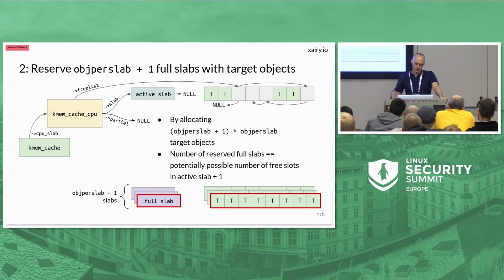The next step is that we're going to reserve many full slabs. For this approach, instead of just creating one full slab with target objects and making a hole in one slab, we're going to create many of them. The number of full slabs is going to be one bigger than the number of potential holes we might have in the active slab. So we reserve objs per slab plus one full slabs, and to do that we just keep allocating targets. If you allocate objs per slab multiplied by the number of full slabs you want, at this point you will get this many full slabs.